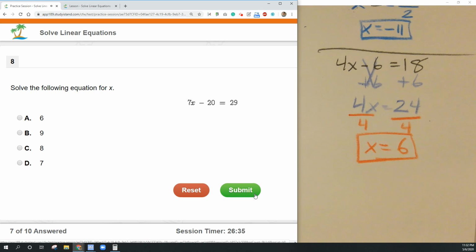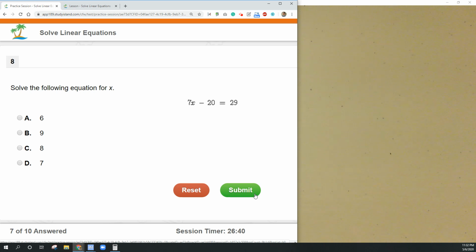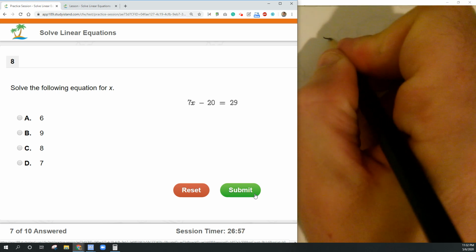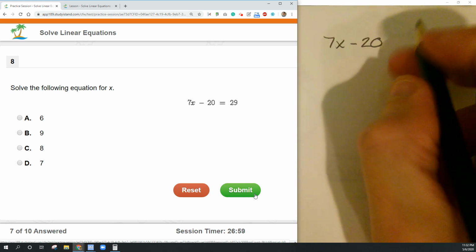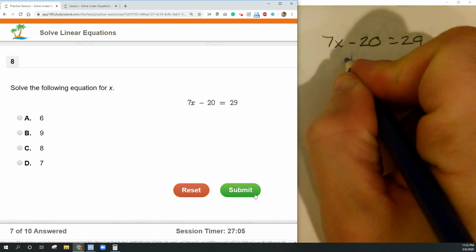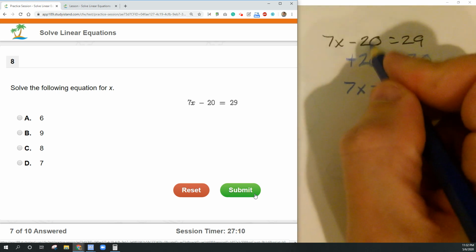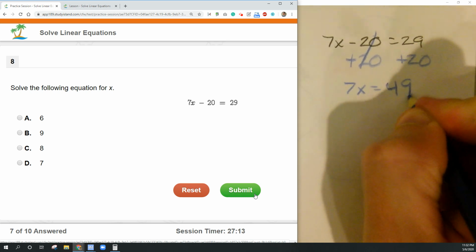Keep it rolling right along. 7x minus 20 is equal to 29. We're going to go ahead and add 20 to both sides because it says minus 20, and I want to make it cancel out. So 7x minus 20 is equal to 29 plus 20 on both sides. And I get 7x equals 29 plus 20 is 49.